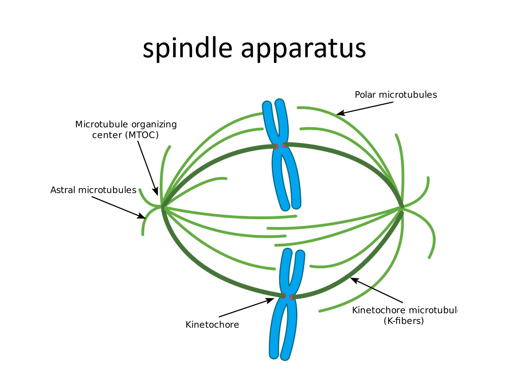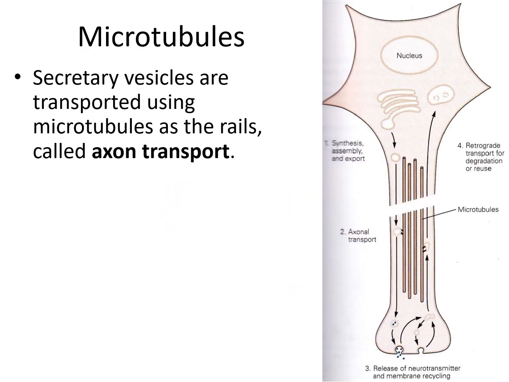Tumor has cell division very rapidly, and one type of tumor treatment or cancer treatment is to inhibit the microtubule assembly and the disassembly, so that can prevent the cell division. It's also important for axon transport.